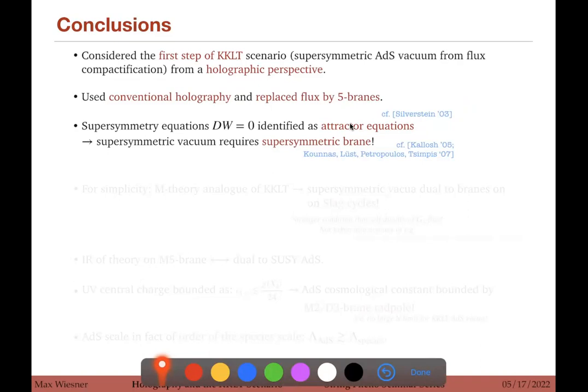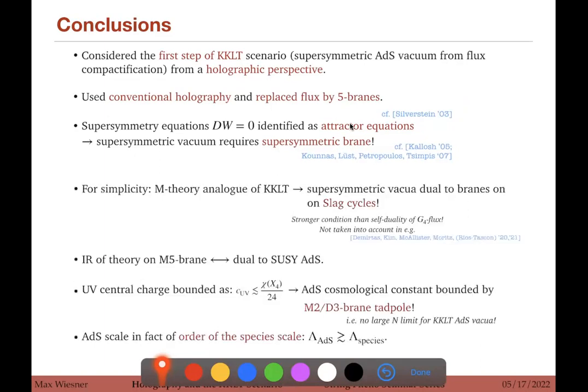The supersymmetry equations can then be identified as attractor equations. And this tells us that essentially the supersymmetric vacuum requires supersymmetric branes, which also makes sense from this conventional holographic perspective. For simplicity, we took the M-theory analog of KKLT, where we said that supersymmetric vacua are dual to branes on slack cycles. And in the infrared of the theory, we should get a theory that is dual to the SUSY AdS.